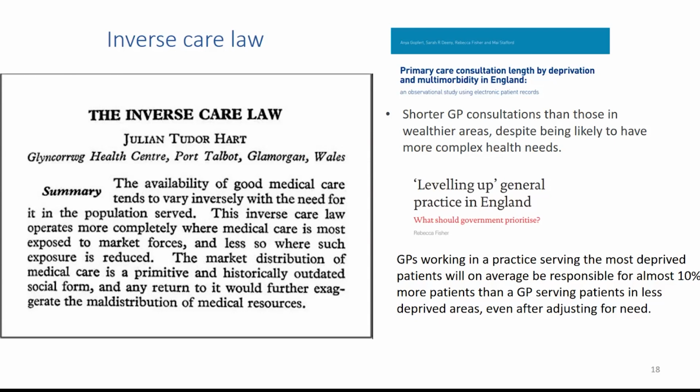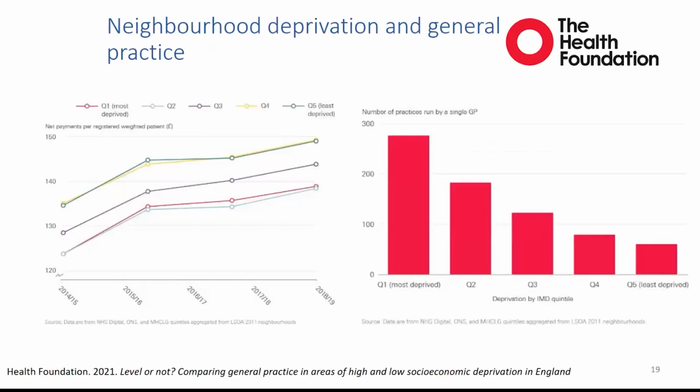And work from the Health Foundation has shown that GPs working in a practice serving the most deprived patients on average are responsible for about 10% more patients than GPs serving in less deprived areas. And this is even after adjusting for need. Work from the Health Foundation also found that once weighted for need, that's GP workload, in 2018-19, practices serving more deprived populations, who on average had greater need, received 7% less funding compared to those in more affluent areas.